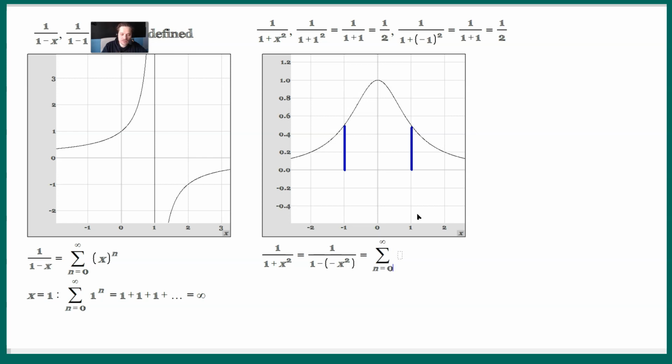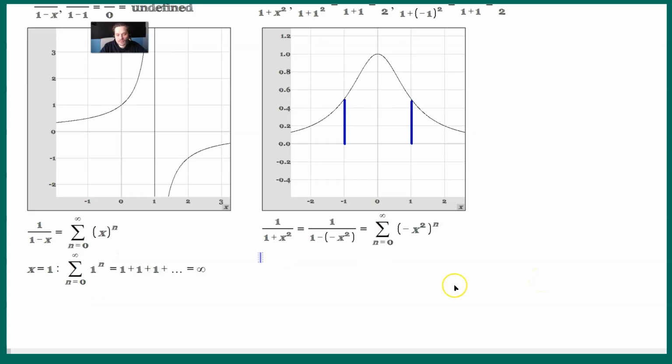Summation as n goes from 0 to positive infinity. And here you're going to put negative x squared, this whole thing raised to the n this way. From here, let's find the interval of convergence. And remember that the function, the original 1 over 1 plus x squared, has no apparent issues.